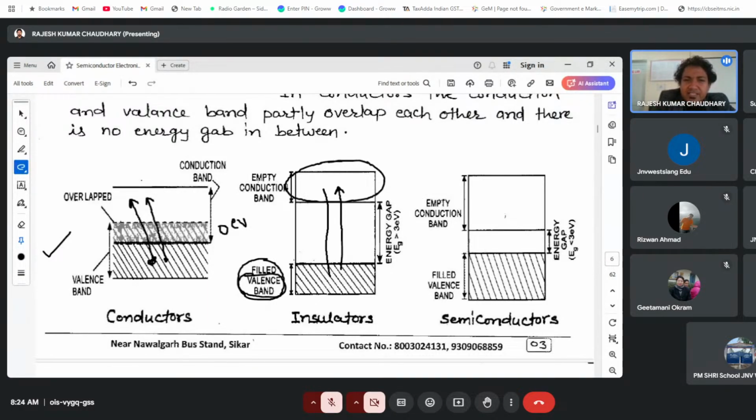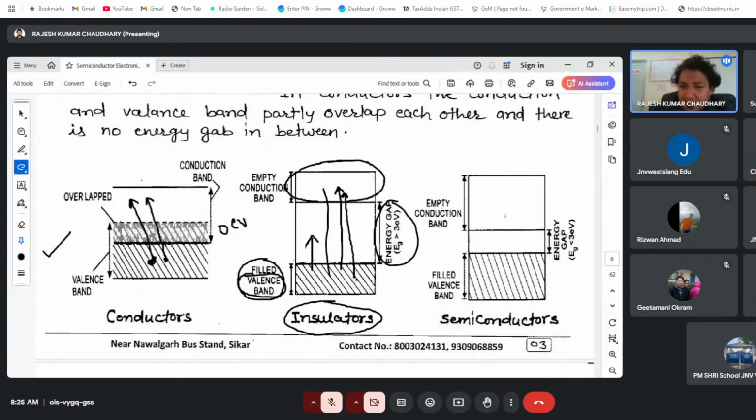Okay, you can only reach here. In that way, you are not able to cross it. So if electrons also are not able to cross this energy gap, that's why it is called an insulator. Why? Because it is almost impossible for electrons to move from here to here. Why? Because the energy gap is very high.